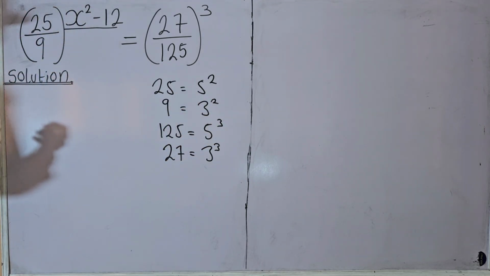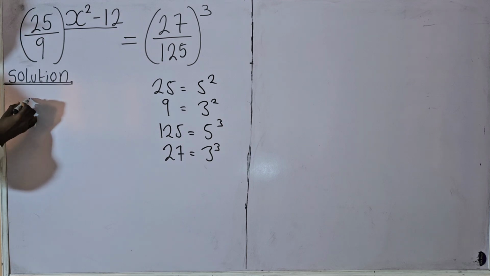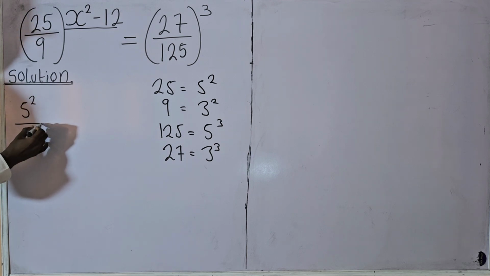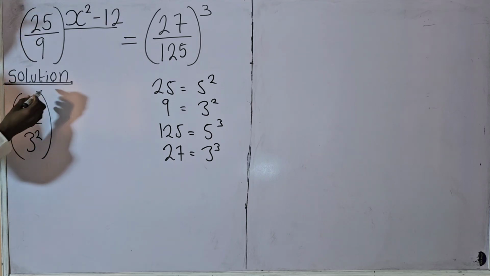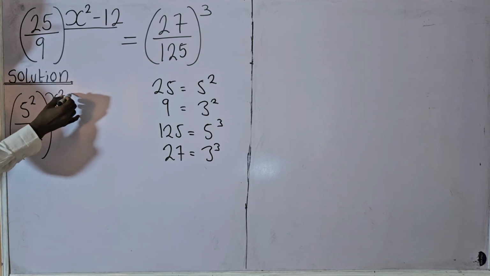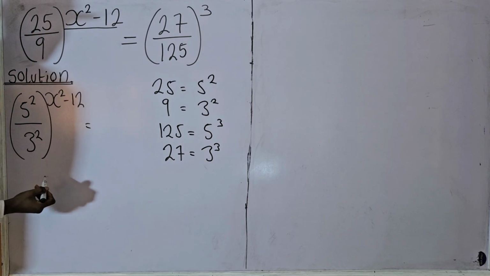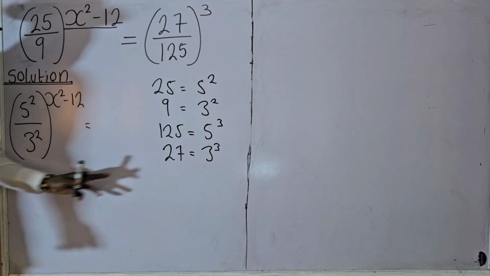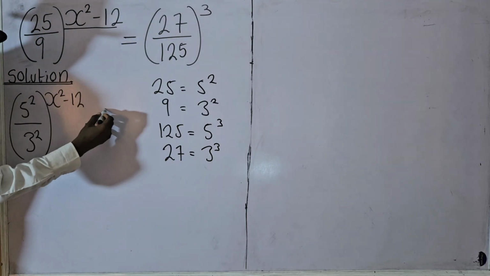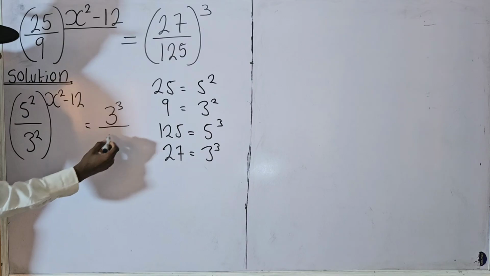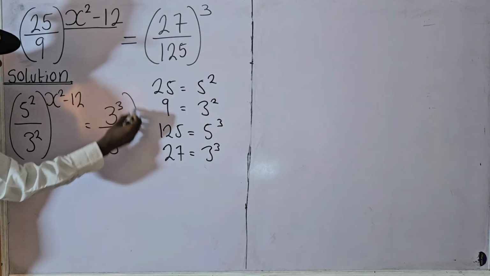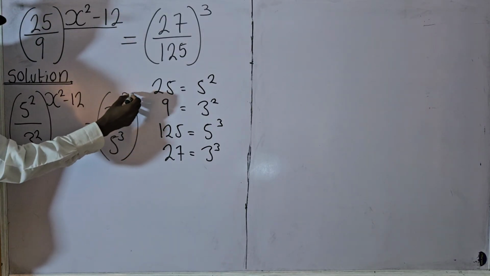So, we are going to have (5 raised to the power of 2 divided by 3 raised to the power of 2) raised to the power of x² − 12. This will be equal to 27, and 27 is 3 raised to the power of 3. So I'm going to have 3 raised to the power of 3 over 5 raised to the power of 3, and this is raised to the power of 3.